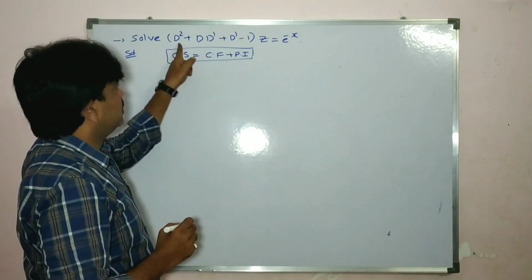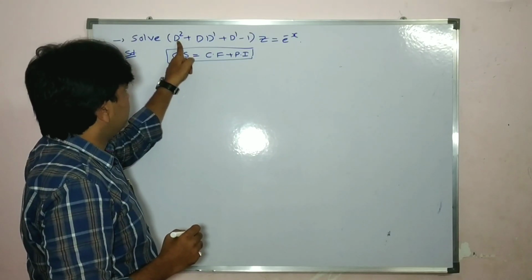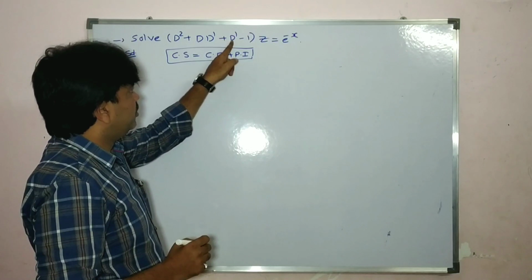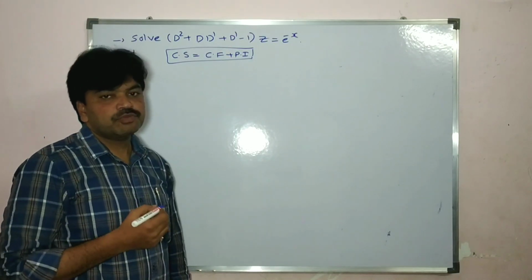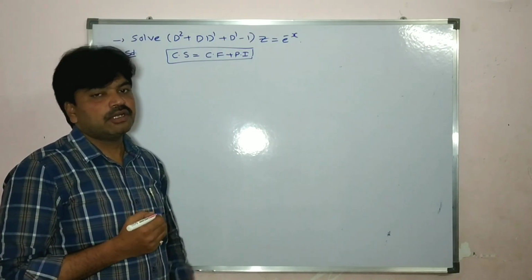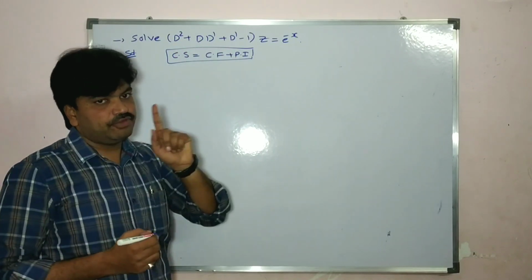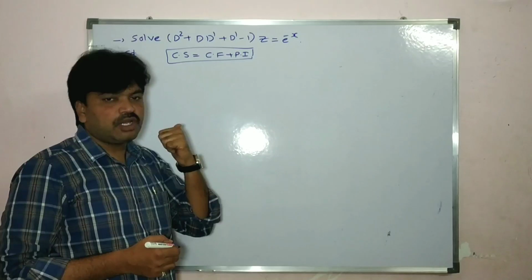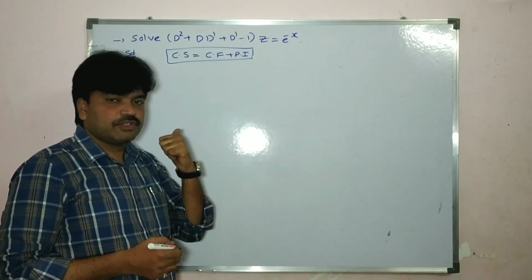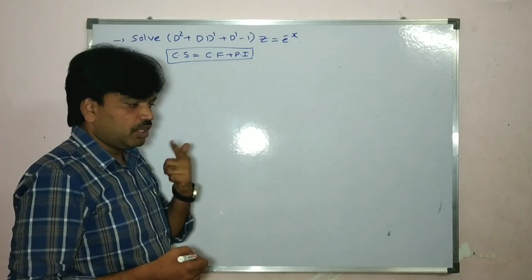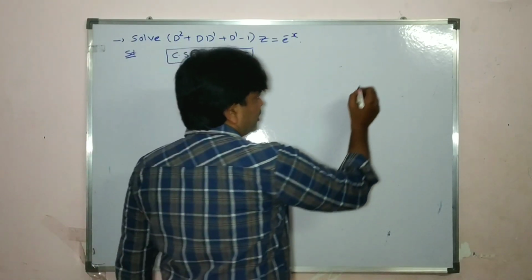Now see, students, here f(D, D'). Here we have D² plus D'. D' means what is the order? The order is 1. Here the order is 2, but here the order is 1. So this is a non-homogeneous equation. Now in a non-homogeneous equation, what is the factor form, students?